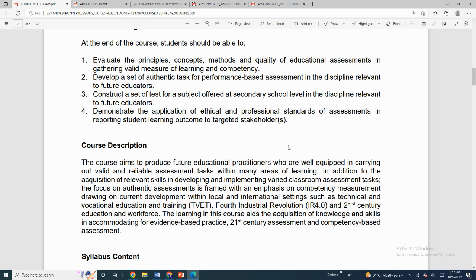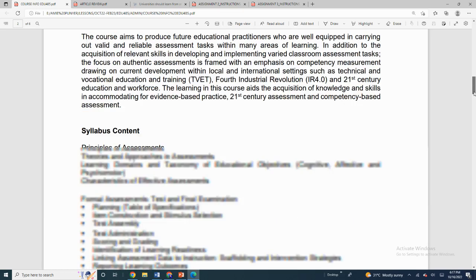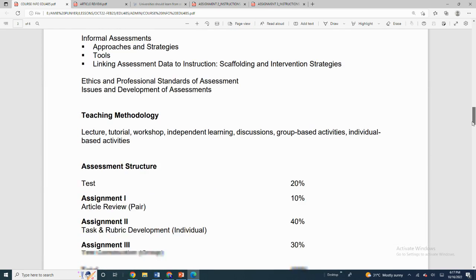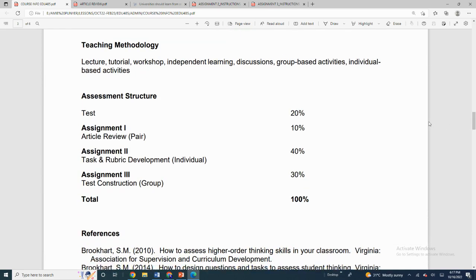All right, so let's move on to the most important thing that you guys would really, really love to know, which would be the assessment structure. Okay, so the course consists of 4 assessments in total, with 1 test, 20%. And in addition to that, we have 3 assignments. Assignment 1, assignment 2, and assignment 3. Now we will talk about these assignments in a bit more detail after this in our second part of the video.